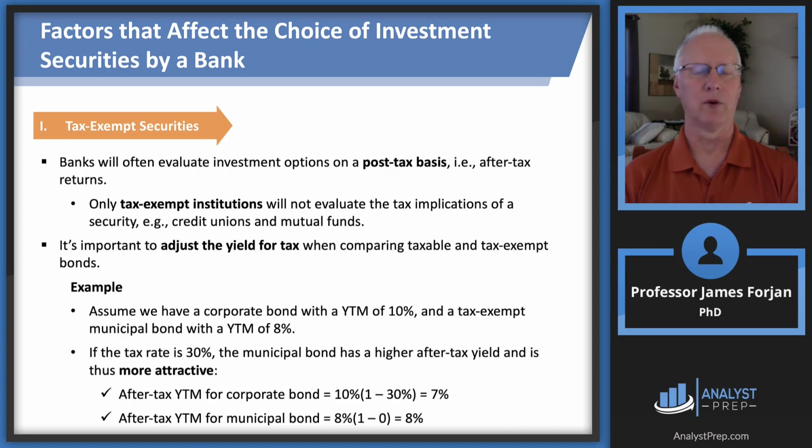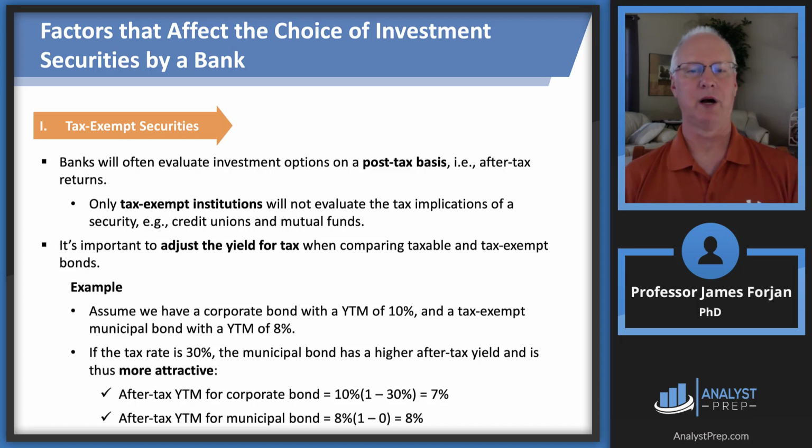Look at that circle point there, and this is probably a really good sentence for me to read because this is likely one of those choices in a multiple choice exam or an essay question that kind of leads you to give the incorrect answer. Only tax-exempt institutions will not evaluate the tax implications, like a credit union or a mutual fund. All right, so remember that. Look at the example here.